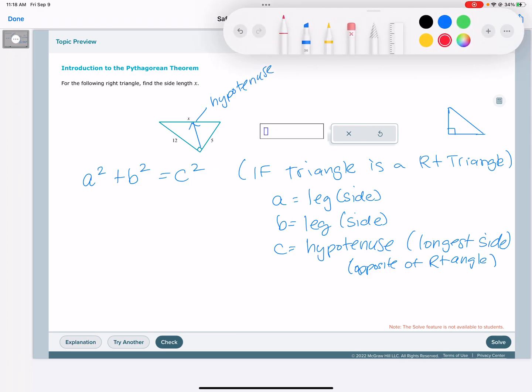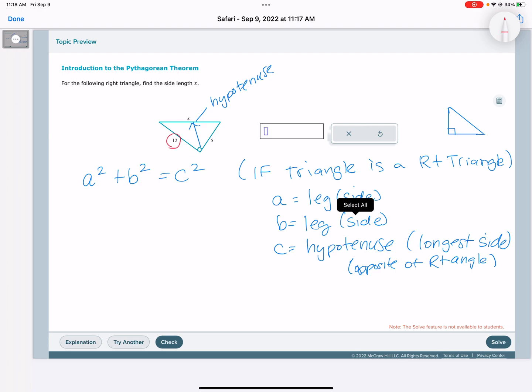Okay, so let's go ahead and solve it, and this is what it looks like. I have 12, 5, and x. It doesn't matter which one I call A or B, but I'm going to say this one's A, this one's B, and this one's C. The only one that matters is that C has to be the hypotenuse.